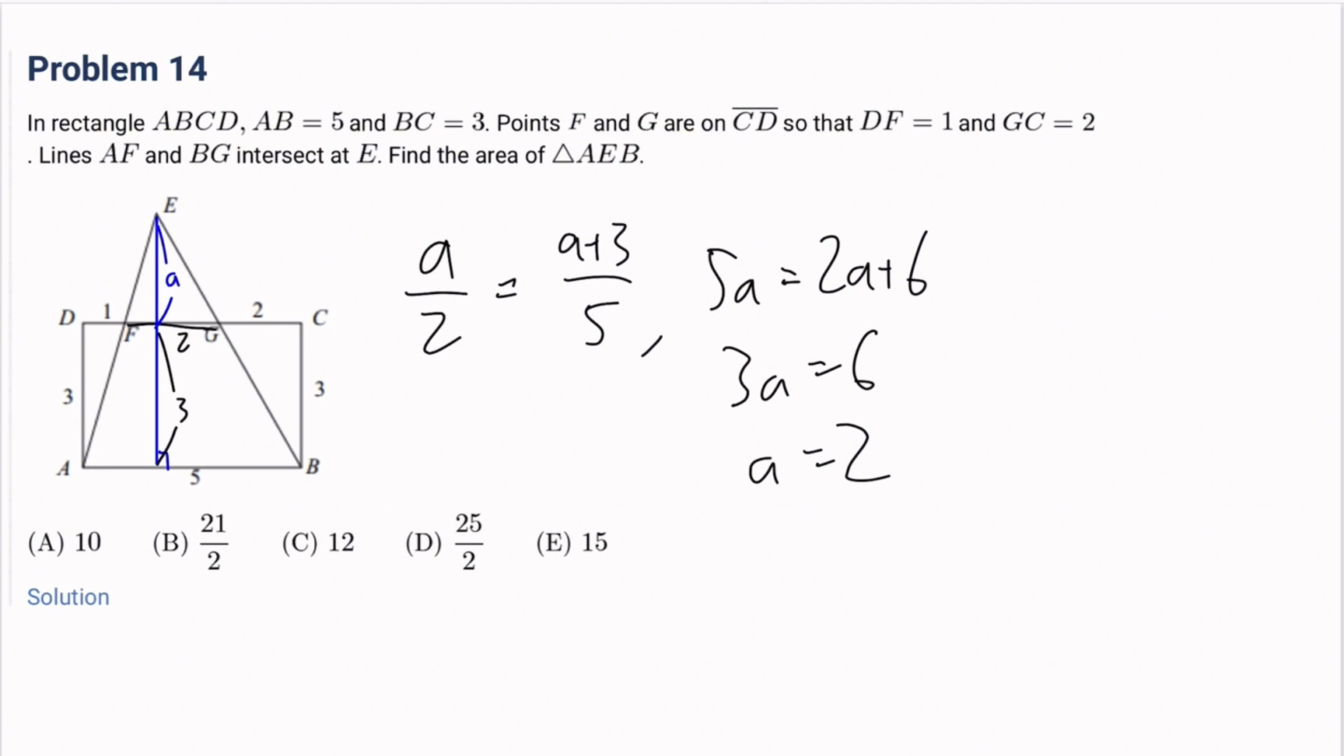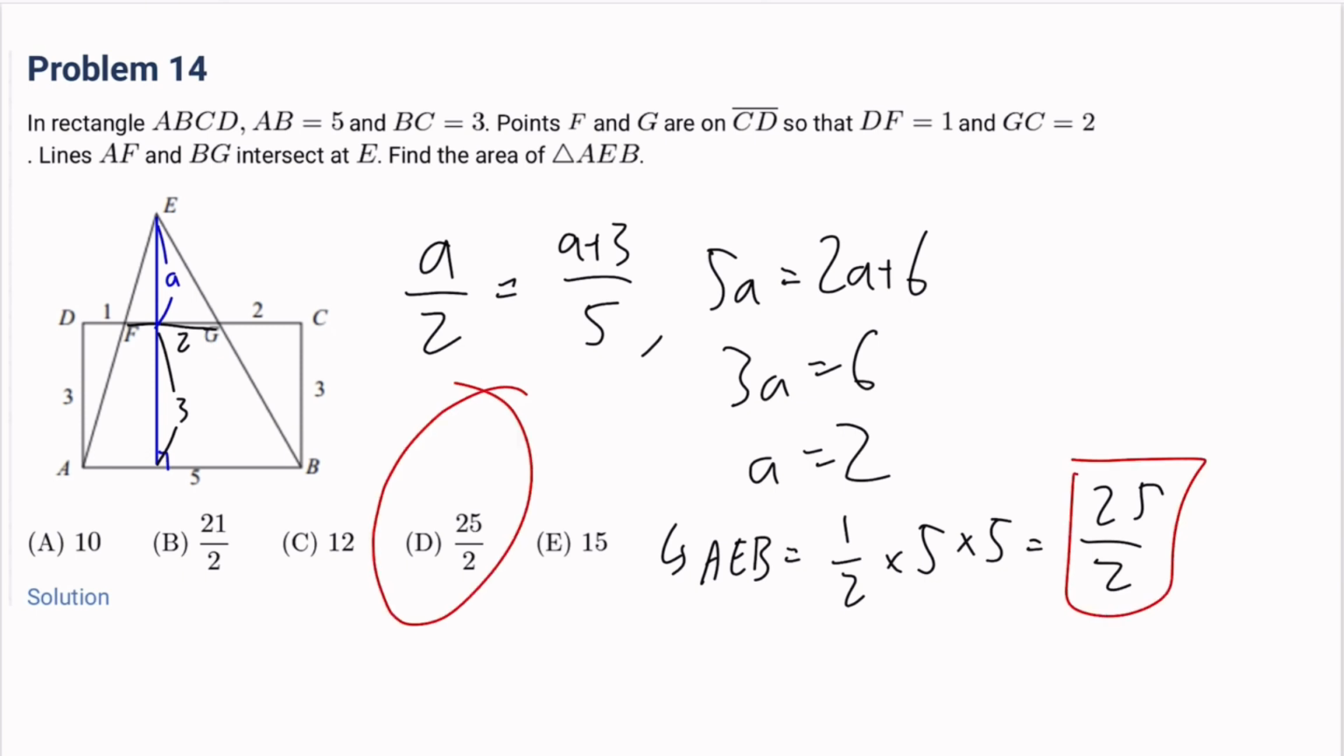Find the area of AEB. So AEB is equal to 1/2 times AB, which is 5, times the height, right? Which is A plus 3, which is 5. So this is 25 over 2, and it's D.